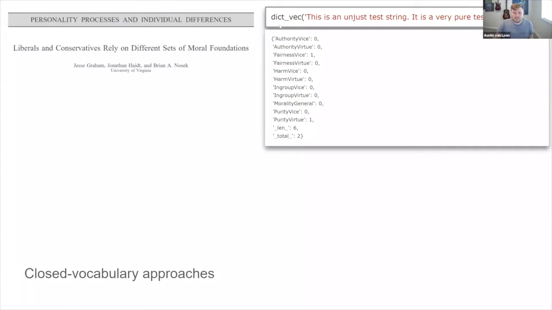I also defined this function in the notebook called dictvec that allows you to pass a string or a list, and also an appropriately formatted dictionary like the Moral Foundations Dictionary. And then it will produce this kind of output that allows you to analyze how often these different words were used in the text that you passed it.